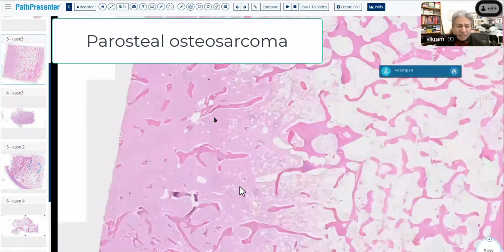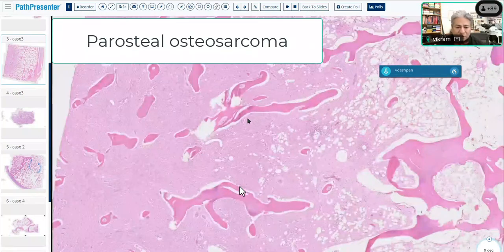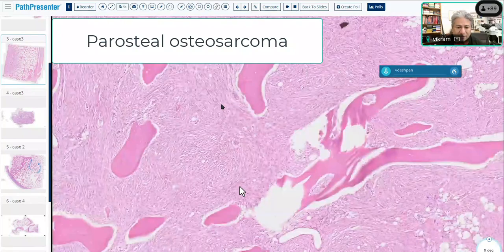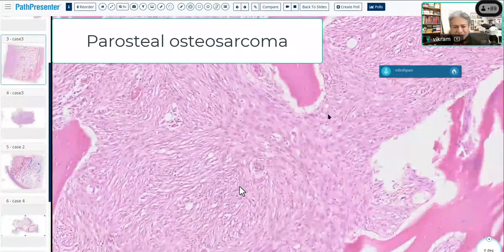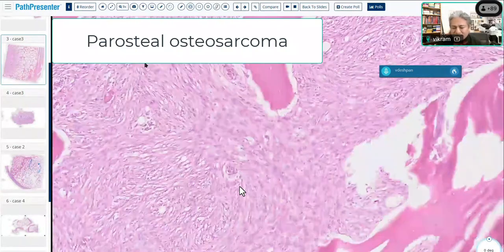I haven't seen it very commonly, but it was a beautiful gross picture that unfortunately I could not find this morning. By the way, this is some very nice storiform pattern here, which can happen with these parosteal osteosarcomas.